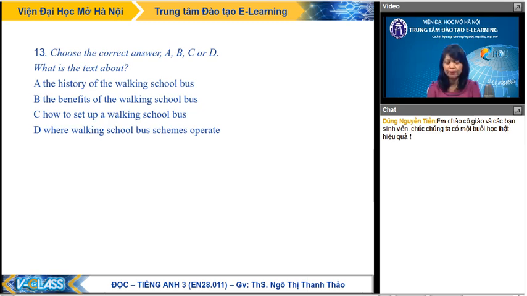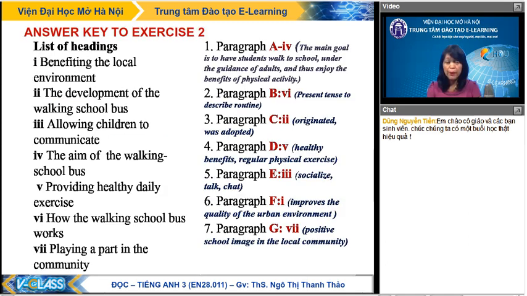Have you finished that? Okay, so now please compare your answers here. Look at the screen. Paragraph A, you see the heading is number 4. So number 4, the aim of walking school bus. So why do I say that it is the best heading for paragraph A?